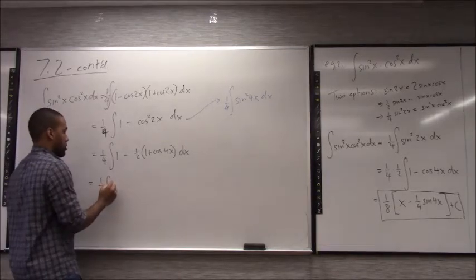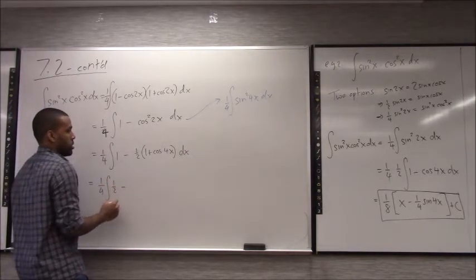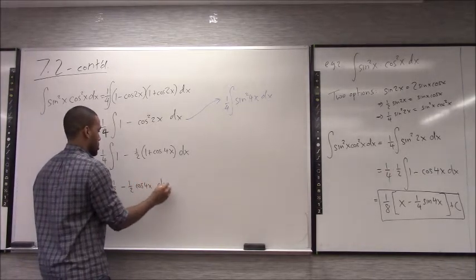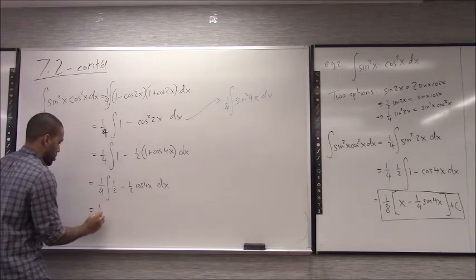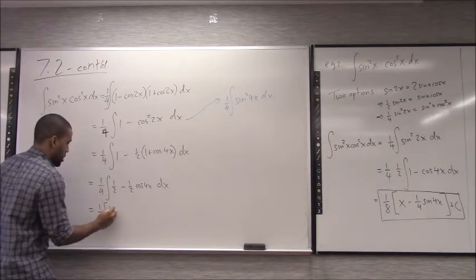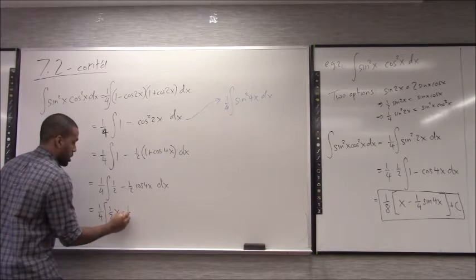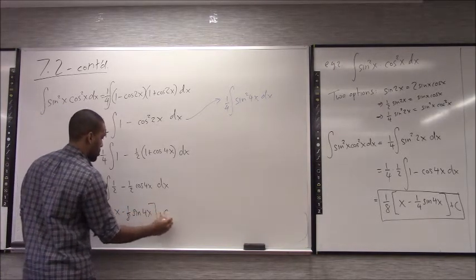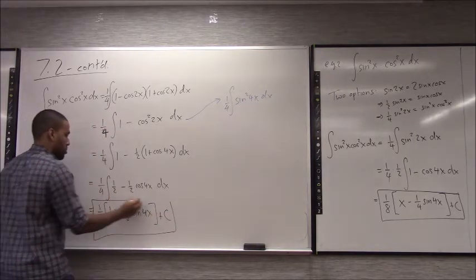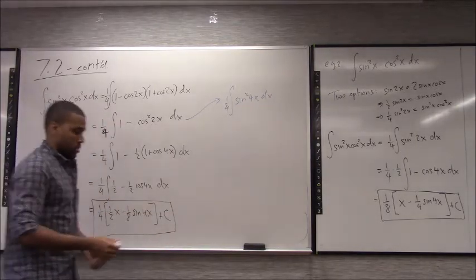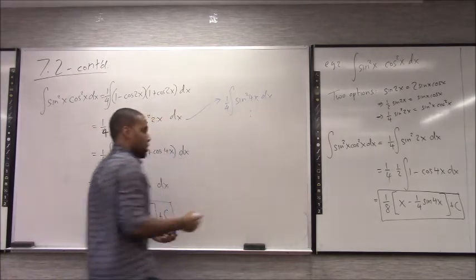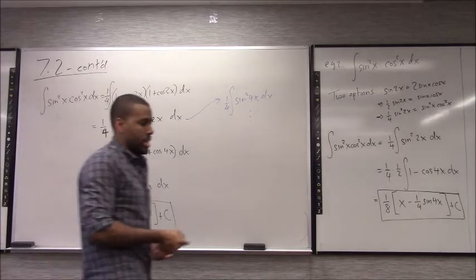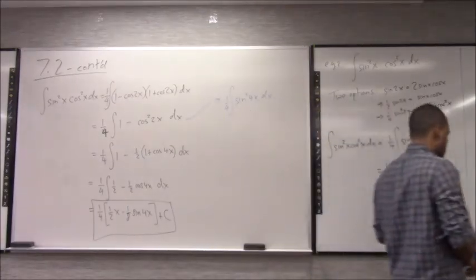This would be a half minus a half cosine 4x. This would be a half x minus an eighth sine 4x. So as with all these trig functions, sometimes you'll have several options. You can apply different identities. You can get to the answer anyway.